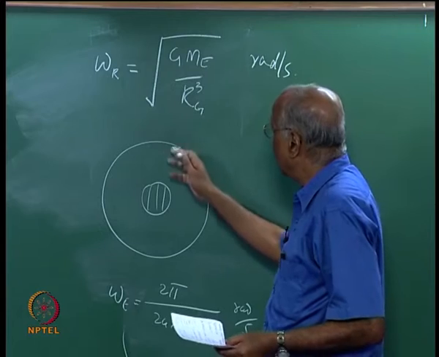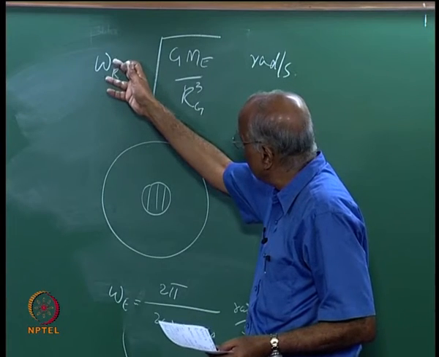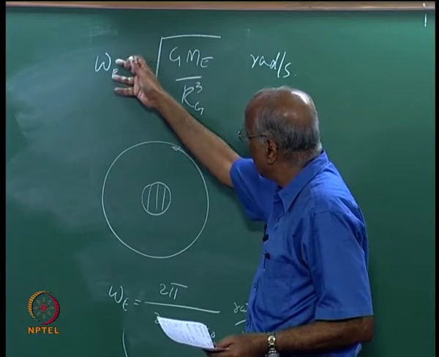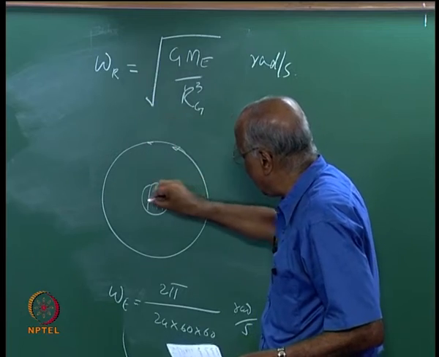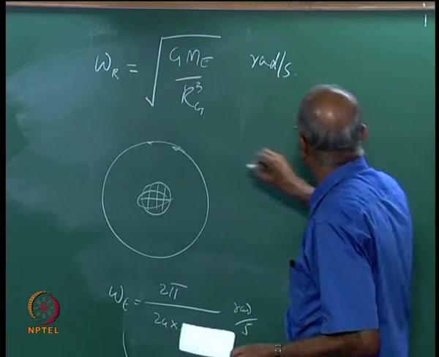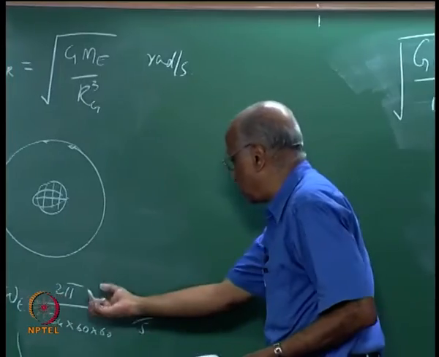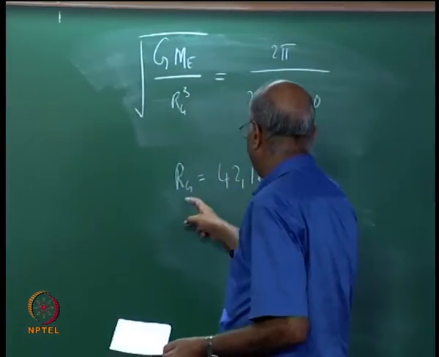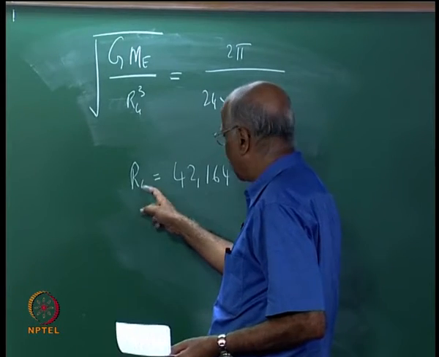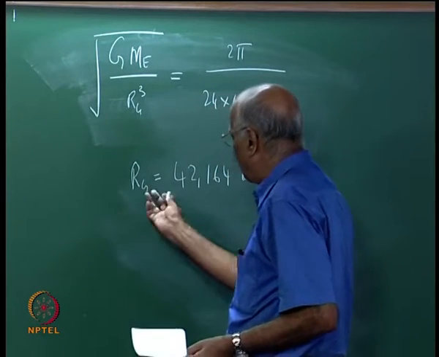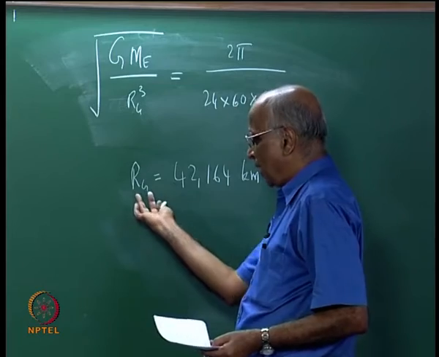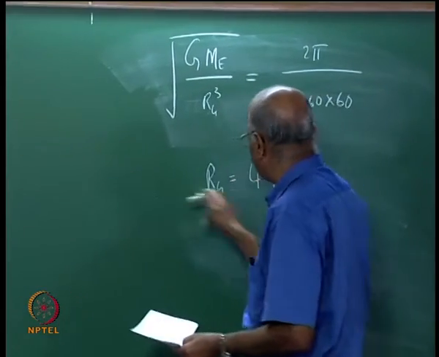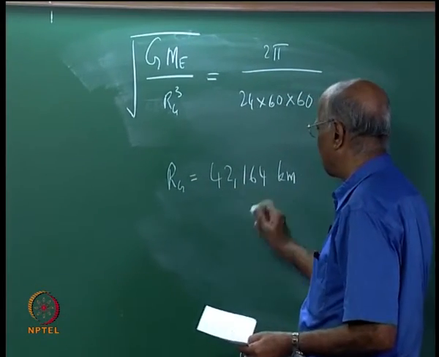And therefore, we got the angular rotation of the orbit as this much, and the angular rotation of the earth, which goes through 360 degrees or 2 pi radians in the same time, and therefore we get the distance at which the period of rotation of the object and the period of rotation of the earth are the same, as equal to 42,164.